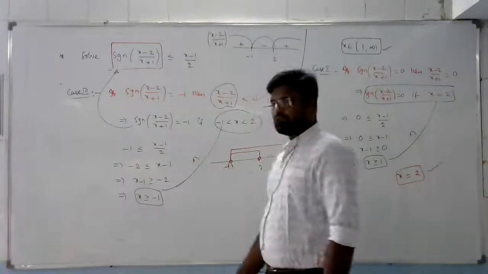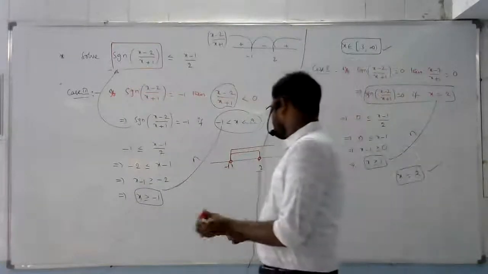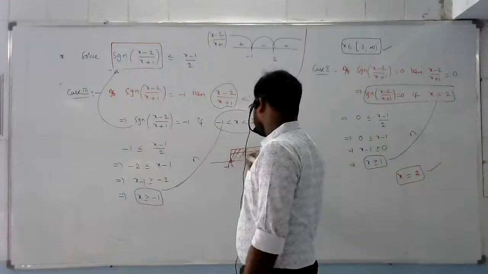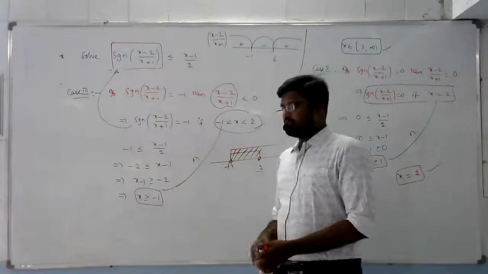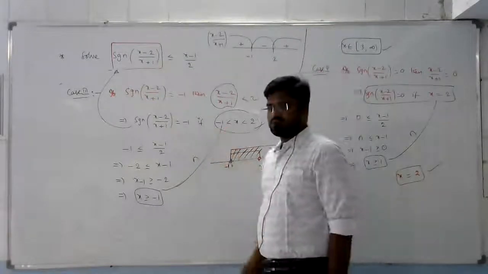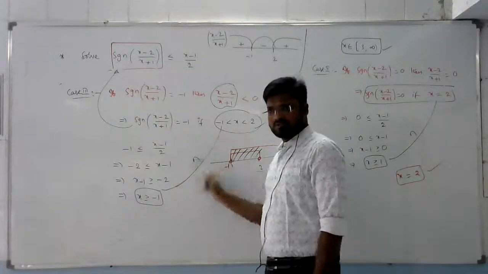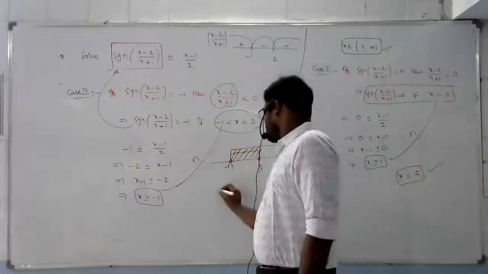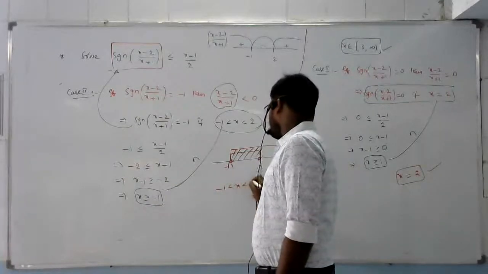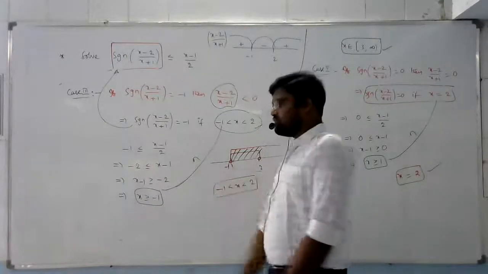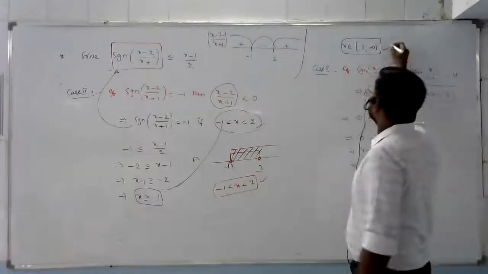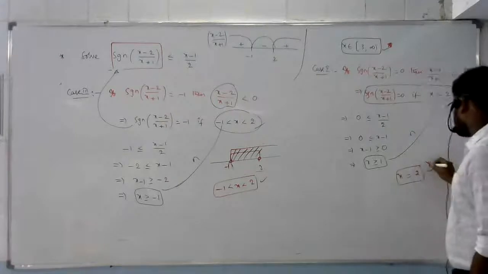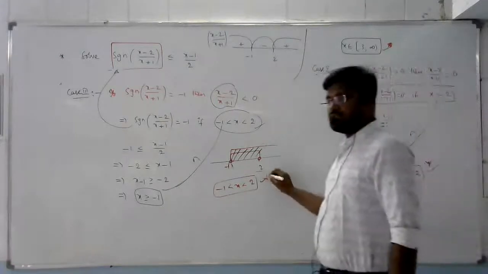This is greater than or equal to 1, isn't it? What is the intersection of these two? Obviously, again, you'll get the same thing. Minus 1 should not be included, because here minus 1 is not included. We are taking the common region. Is it correct? So, what is the intersection? Minus 1 less than x less than 2. So, this is one solution. Therefore, this is one solution, this is another one, and this is the third one.